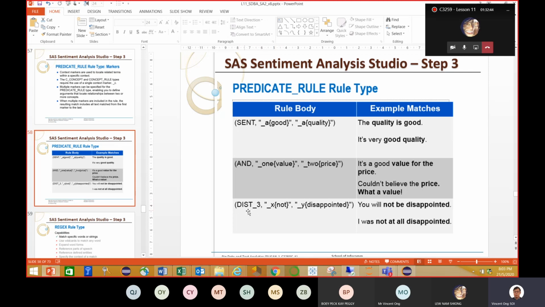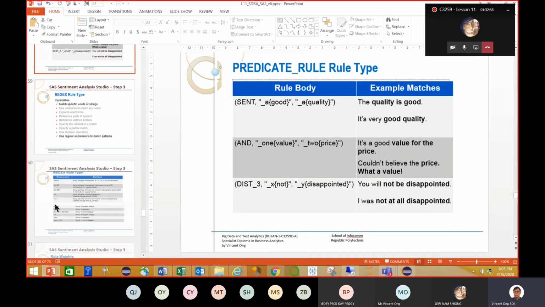Okay. So like this one here, just now we mentioned about not, right? You can define this distance here, not 3 distance away. Okay, you will not be disappointed. Not and disappointed must occur within the 3 distance so that you know this is negative. Okay.